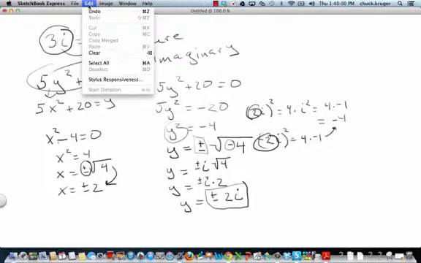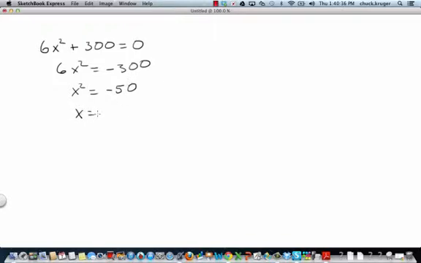Alright, let me do one more. And let me have 6x squared plus 300 equals 0. So I have 6x squared is equal to a negative 300, and I get x squared is equal to negative 300 divided by 6 is a negative 50. And so that means x is going to equal, notice my plus or minus sign in front of the square root, a negative 50. So my first step is to bring out that negative symbol as i.